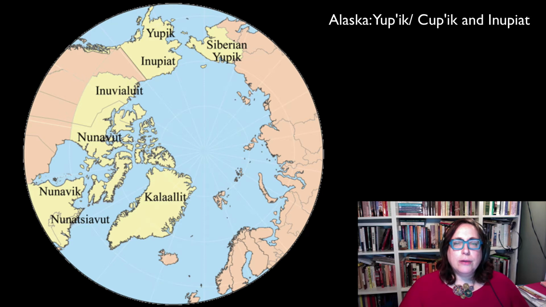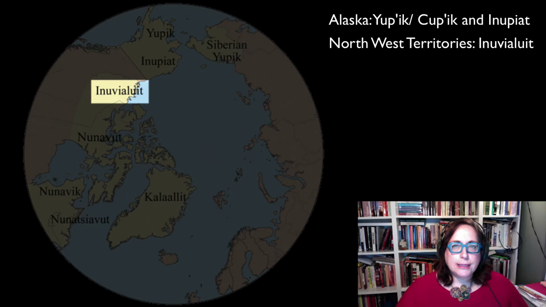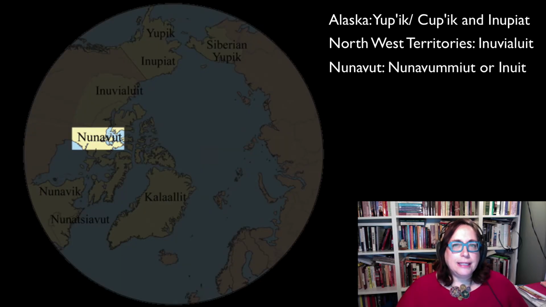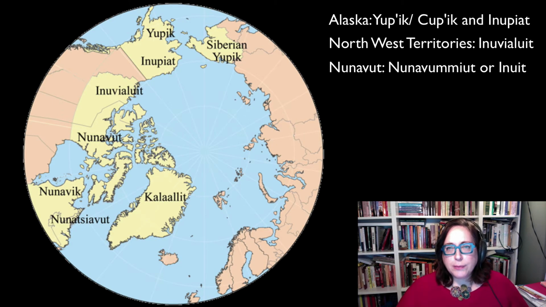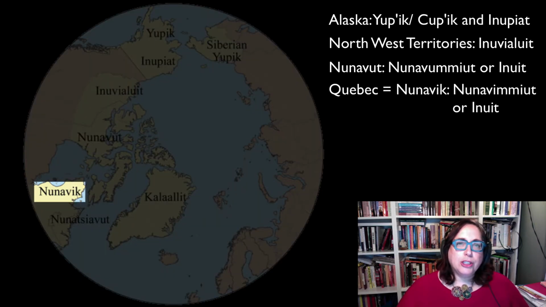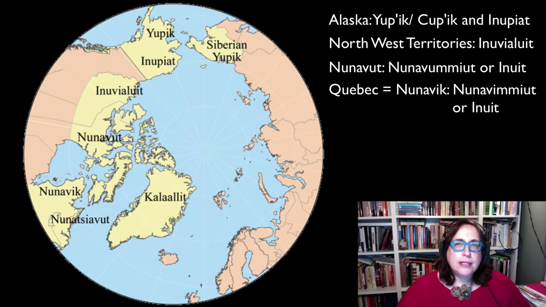But let's also remind ourselves again of the other groups. So in the western part of the Northwest Territories, people call themselves Inuvialuit, and they also call the land Inuvialuit. In Nunavut, in the eastern Arctic, people either call themselves Inuit or they call themselves people of Nunavut, which is pronounced Nunavummiut. Then in the area of northern Quebec, which is actually called Nunavik instead of Nunavut, the Inuit there call themselves Nunavimmiut. So we have Nunavummiut and Nunavimmiut.